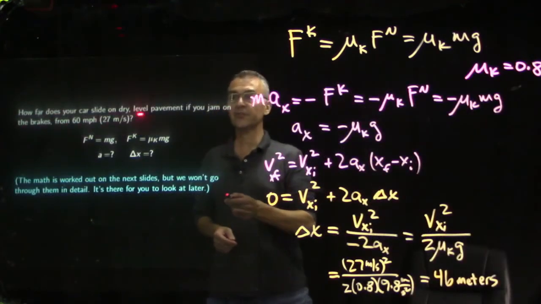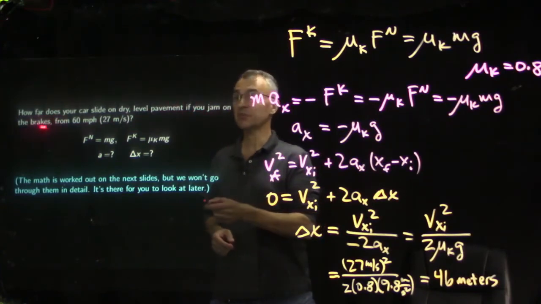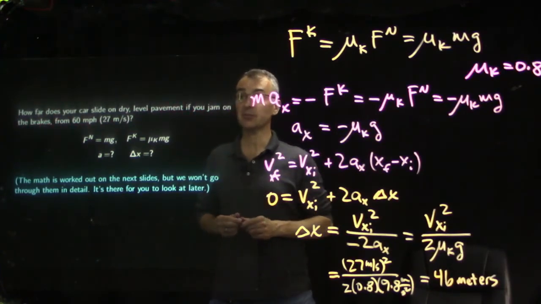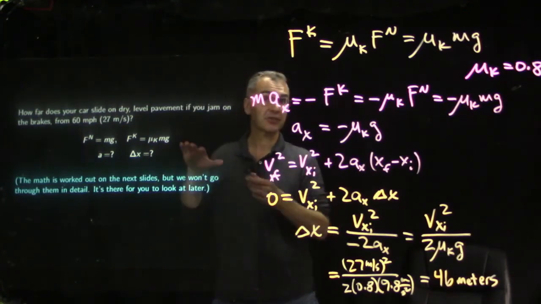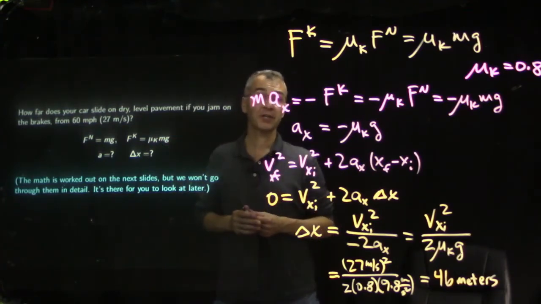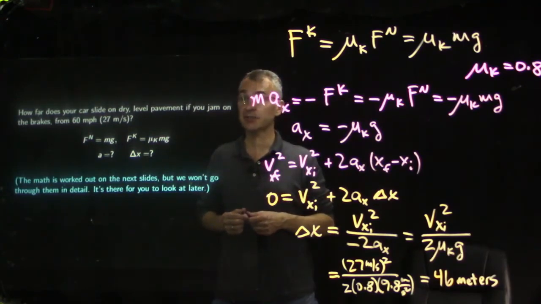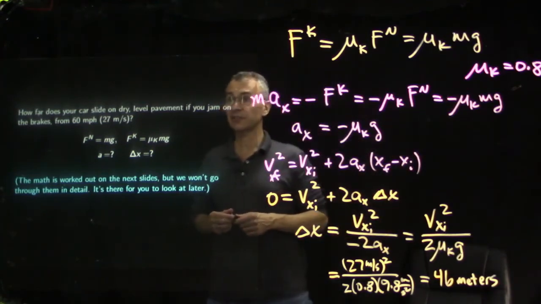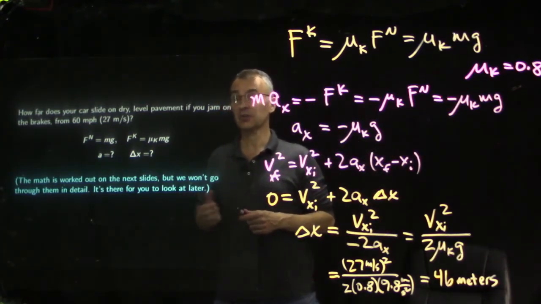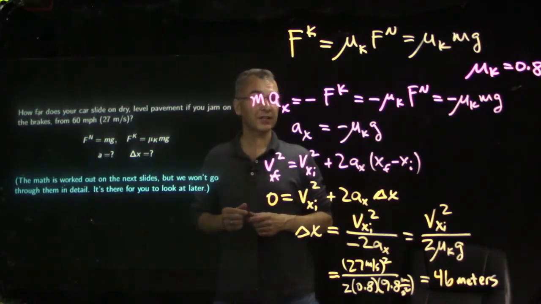How far does your car slide on dry, level pavement if you jam on the brakes from 60 miles per hour? Let's assume you do not have anti-lock brakes. So you jam on the brakes, and your car screeches to a stop with the wheels locked, using kinetic friction. Mu kinetic is 0.8 for dry rubber on dry pavement, let's say.